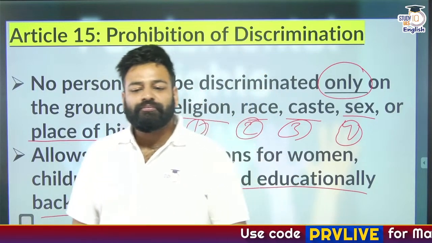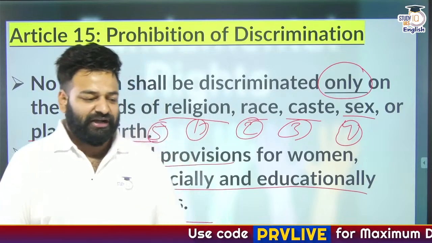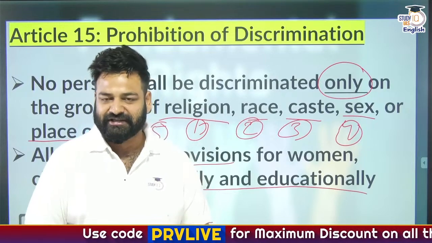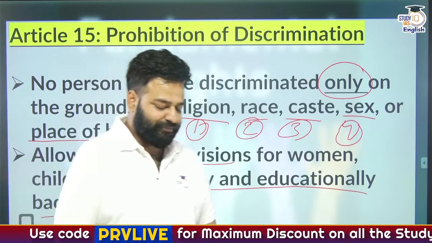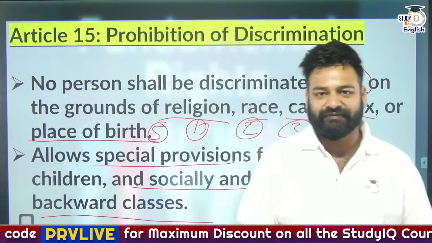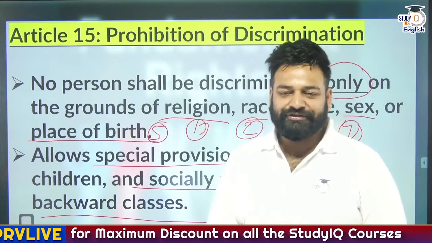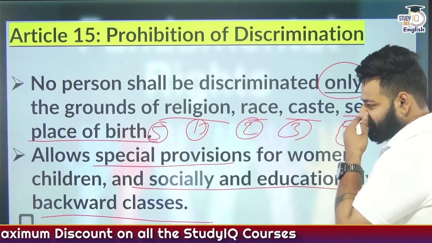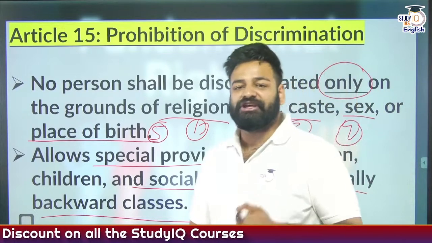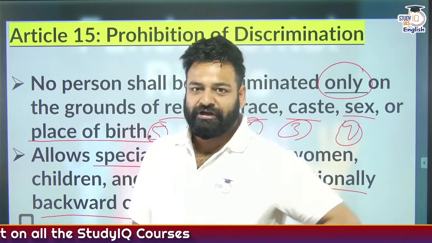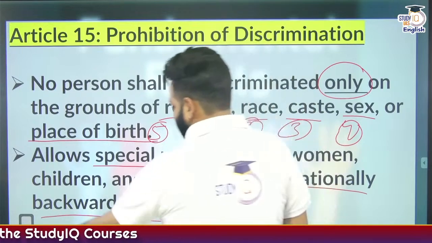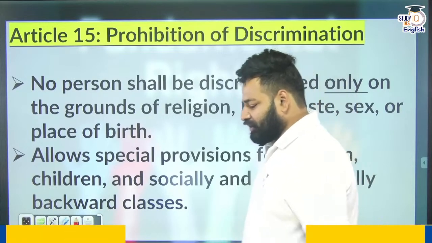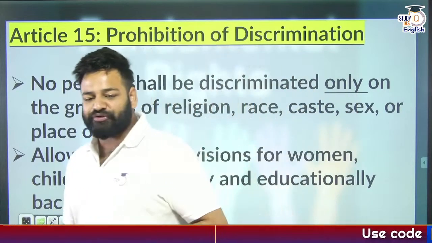This is where Article 15 comes into the picture as well: no discrimination only on the grounds of religion, race, caste, sex and place of birth. But on the opposite side, the same article in its further clauses allows for special provisions, inspired by the concept of equal protection of laws. That is special treatment provided to each segment of society, from women to children to socially and educationally backward classes.